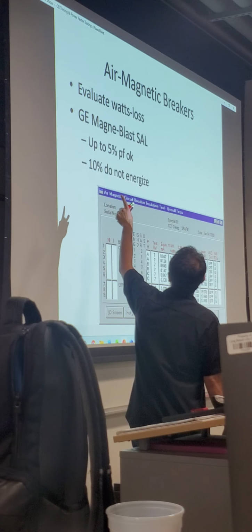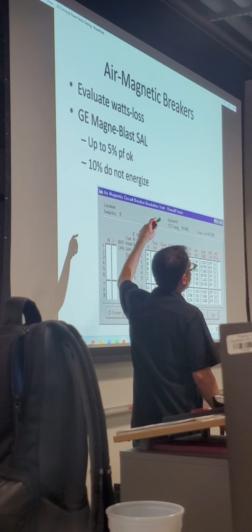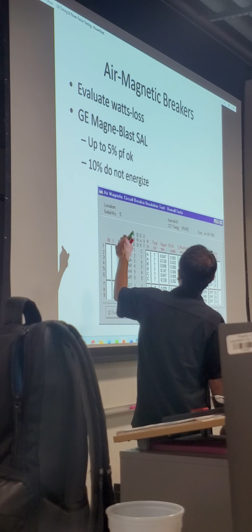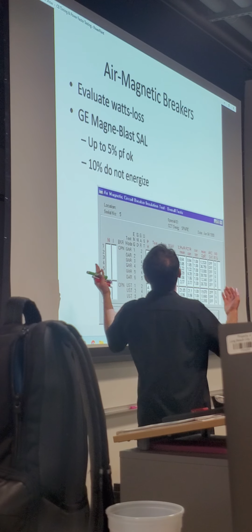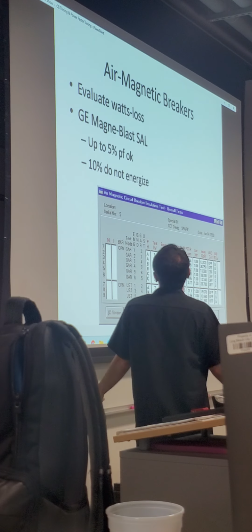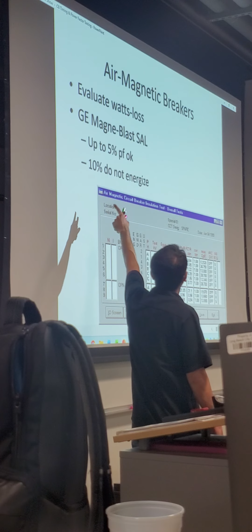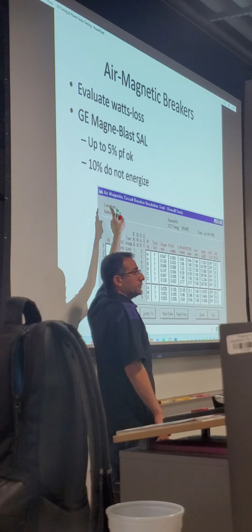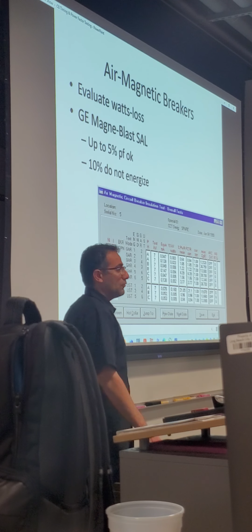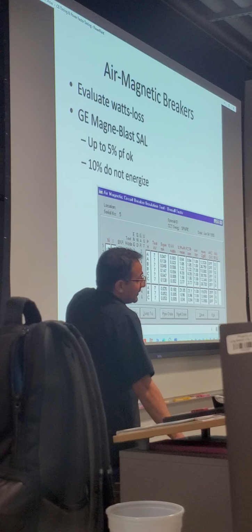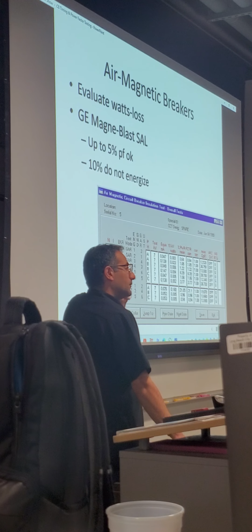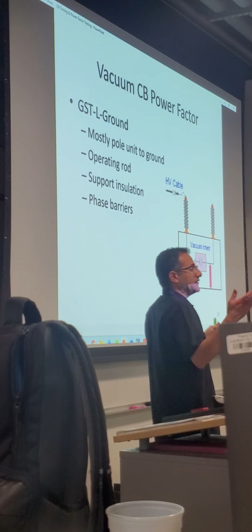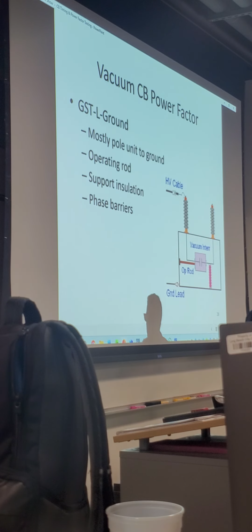For example, for GE Magneblast, this is one type of General Electric medium voltage breakers. We know up to 5% power factor is okay. If it's 10% or higher power factor on the installation, do not energize it. It's a big no. There is no specific number. There is no one number that fits all sizes and types of breakers.